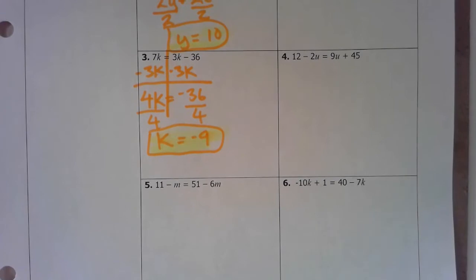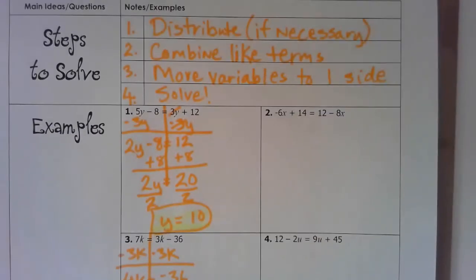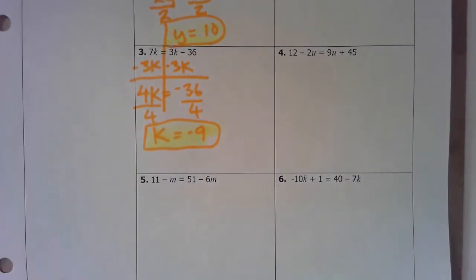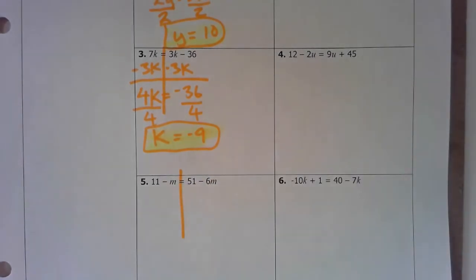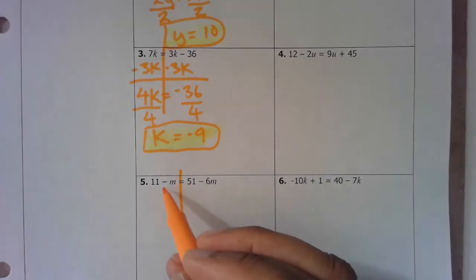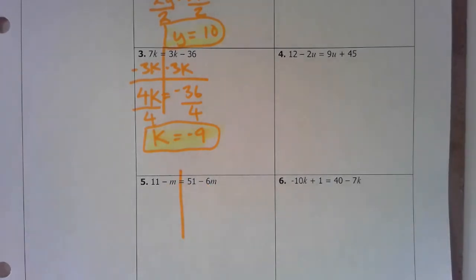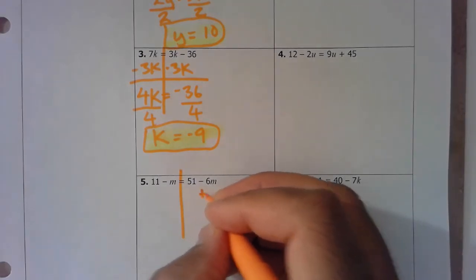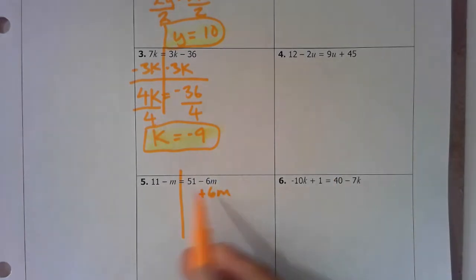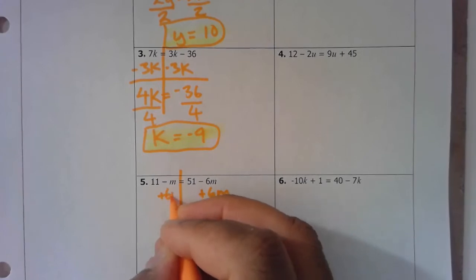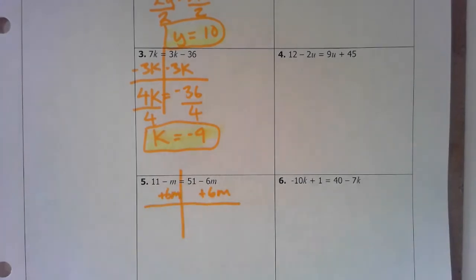So I have 11 minus m equals 51 minus 6m. So if we look back at our steps here, we don't really have anything to distribute. So we're going right into step number 2 and combine like terms here. So I'm going to slide it back on down here. And so my variable in this equation happens to be an m. Now, like I said before, you could easily move that minus m over here by adding it. But in this case, I'm going to stay consistent and move my variable over to the left-hand side. So I have a minus 6m, so I'm going to take the inverse of that and add 6m over here to this side. Okay, so what's going to happen?